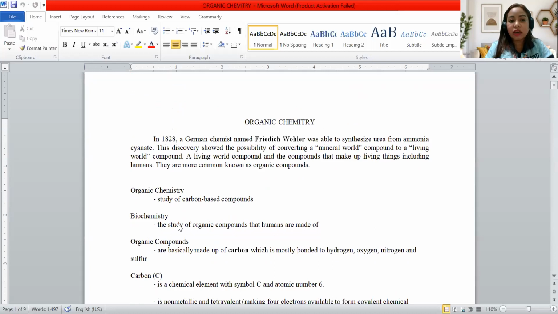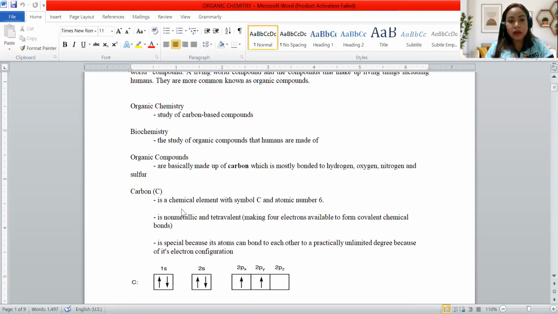Organic chemistry is a branch of chemistry that deals with the study of carbon. All compounds that contain carbon are under the study of organic chemistry. Biochemistry is another branch of chemistry where it deals with organic compounds and how they are being used in the human body, or what their functions in the human body are. Organic compounds are basically those carbon-containing compounds also bonded with hydrogen, oxygen, nitrogen, and sulfur.